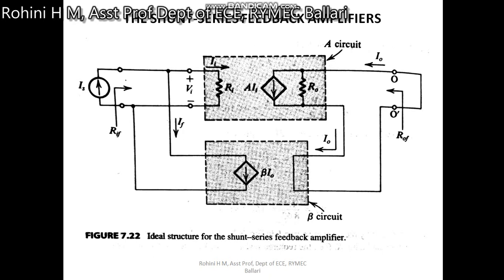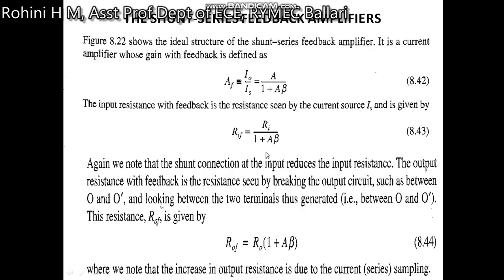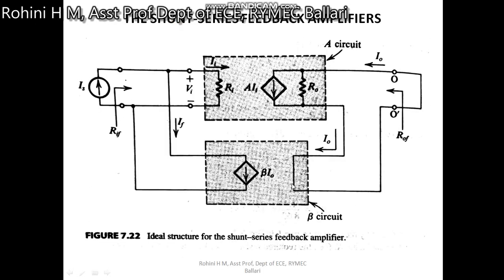Next, the last combination is the shunt-series type of feedback amplifier. As you can observe, this is the A circuit and this is the beta circuit, the feedback circuit. The feedback circuit at the input side of the A circuit is connected in parallel, hence the name shunt. Whereas at the output side, the beta circuit is connected in series. Therefore the name shunt-series type of feedback amplifier.